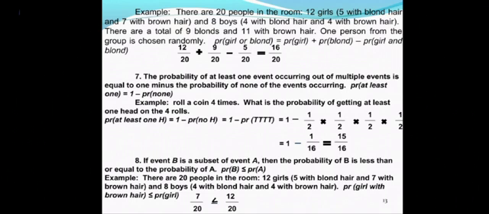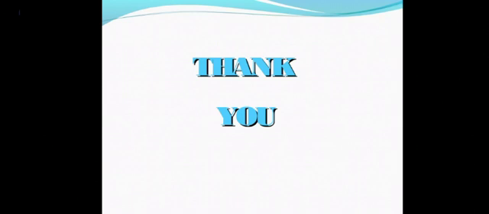The seventh example is tossing a coin 4 times: what is the probability of getting at least one head in the 4 tosses? And the eighth one is also a basic concept of probability.